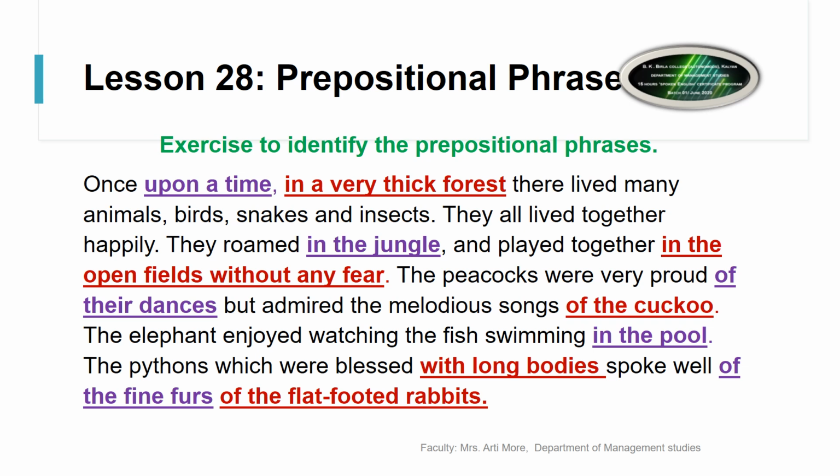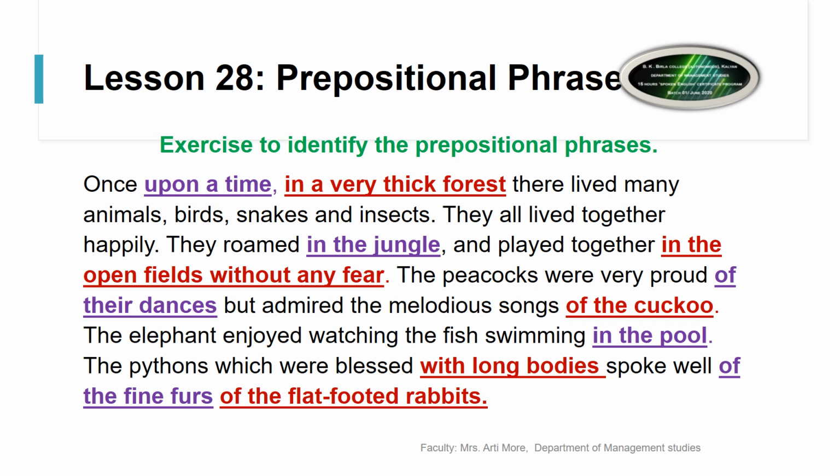Okay? So, once upon a time, in a very thick forest, there lived many animals, birds, snakes, and insects. They all lived together happily. They roamed in the jungle and played together in the open fields without any fear. The peacocks were very proud of their dances but admired the melodious songs of the cuckoo. The elephant enjoyed watching the fish swimming in the pool. The python, which was blessed with a long body, spoke well of the fine fur of the flat-footed rabbit.